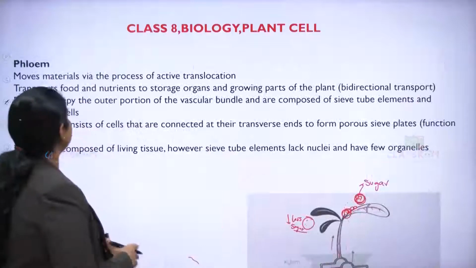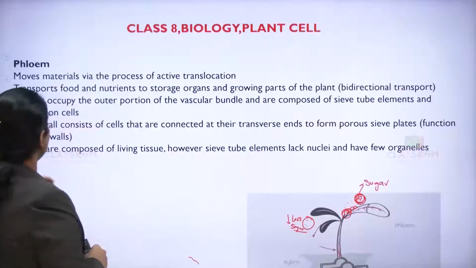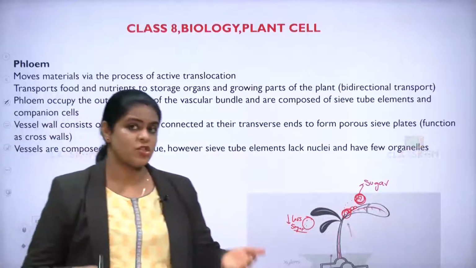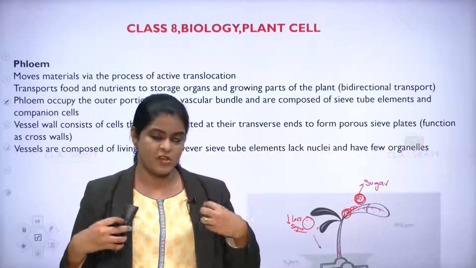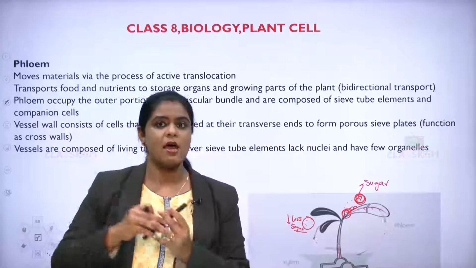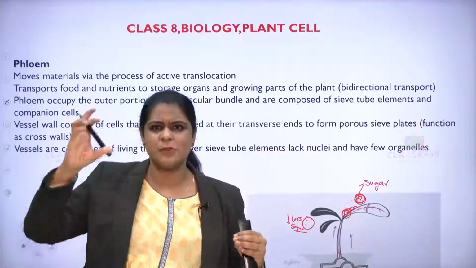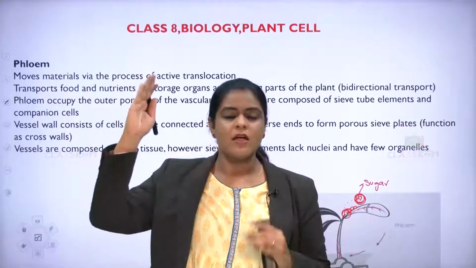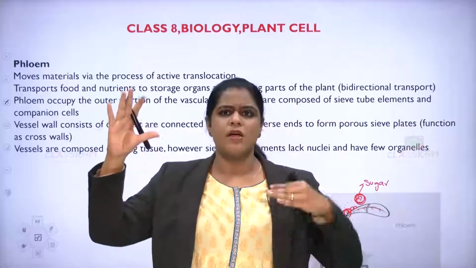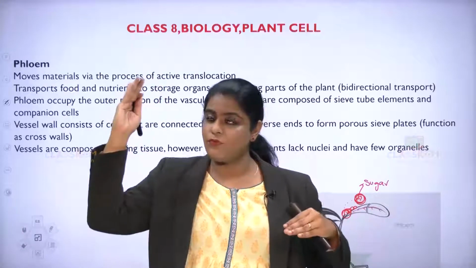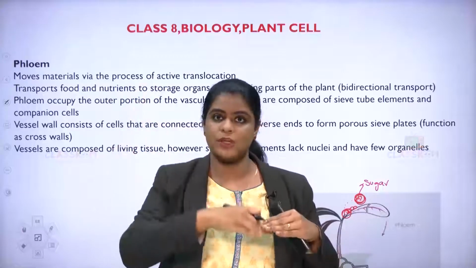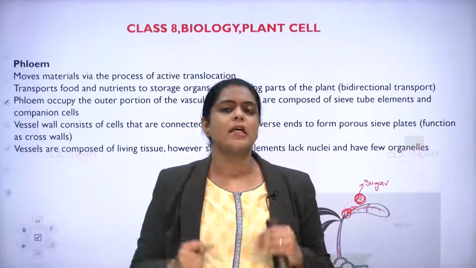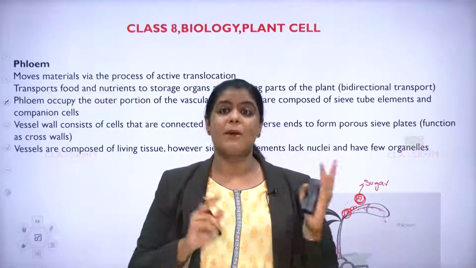Alright. Now, let us talk about phloem. Phloem moves material via the process of active translocation. So, transpiration means xylem, alright, that is how the water is being transported. Translocation means how food and minerals from one part are reaching another part. I will explain the same example again. Here, the portion of the plant has a lot of sugar. Here, there is no sugar. Now, if the phloem has to transport food from here to here, this process is called translocation because the location is changing, right? So, who does that? Phloem does that, but with the help of xylem.